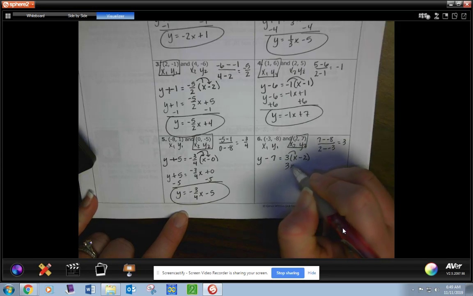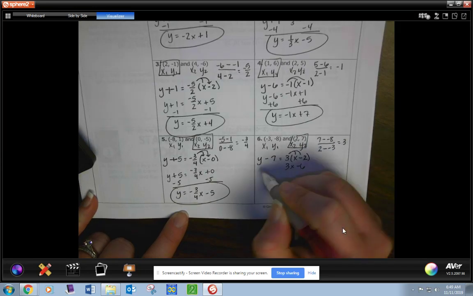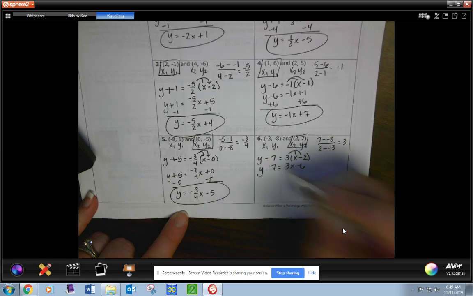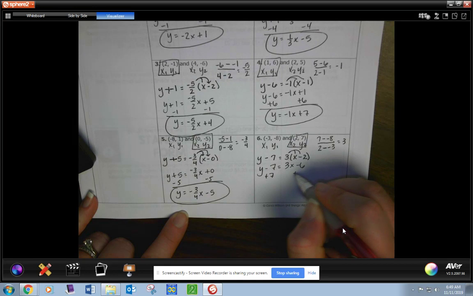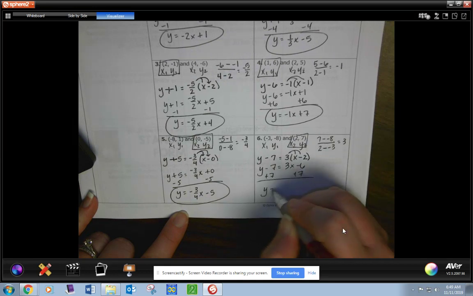This would be 3x. This would be negative 6. I've got y minus 7 equals. To get y by itself, I just need to add 7. And that gives me y equals 3x plus 1.